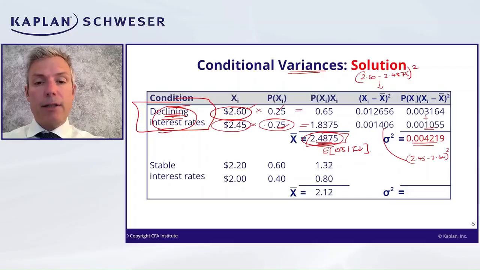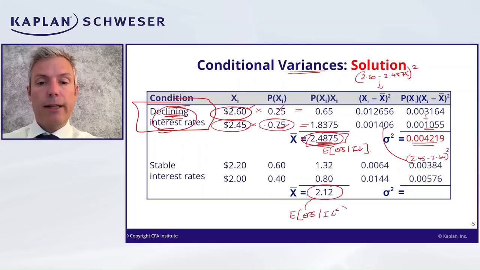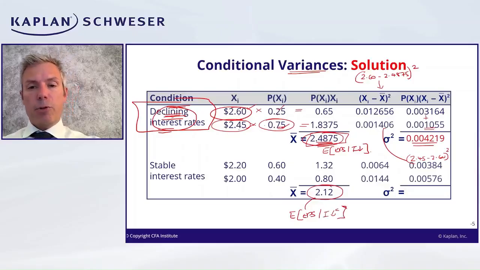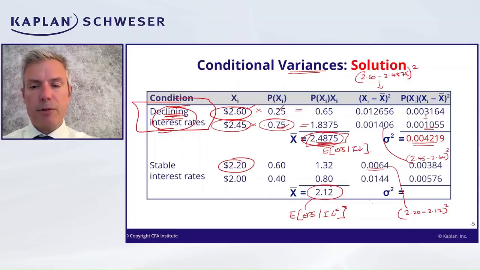It's the same calculation under stable interest rates. When we had stable interest rates, the conditional expectation, so the expected EPS given that interest rates were not going to decline, was 2.12. We did calculate that before. And so this figure here, just be careful, must be how far 2.20 is away from 2.12 squared. So that's 0.08, and when you square that, you get 0.0064, so that looks right.